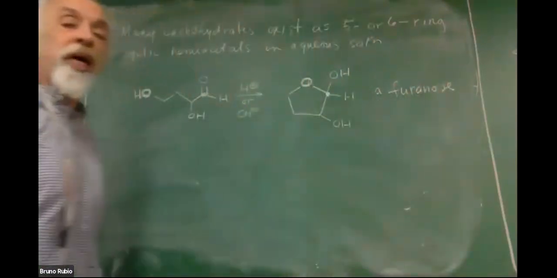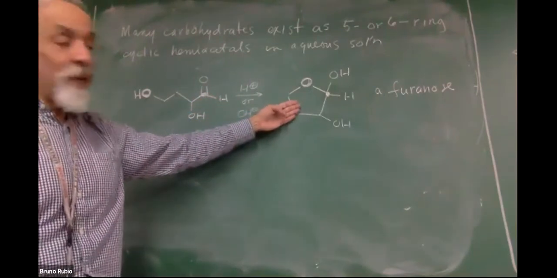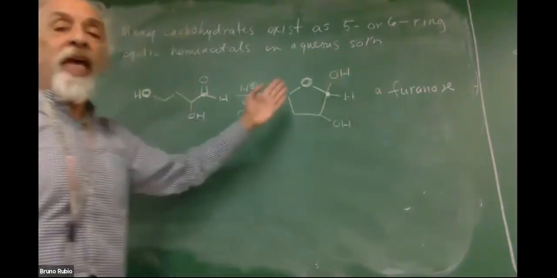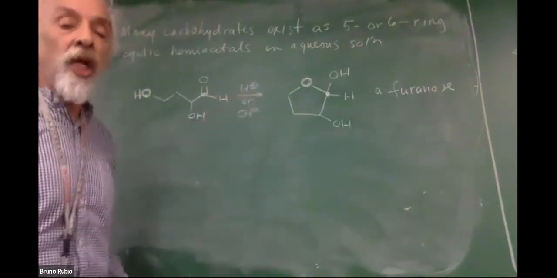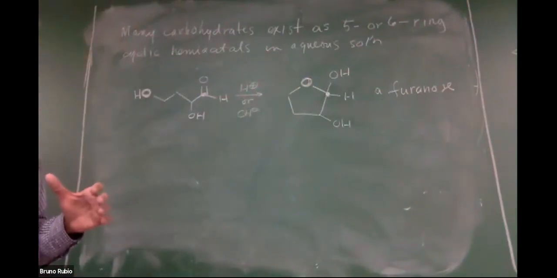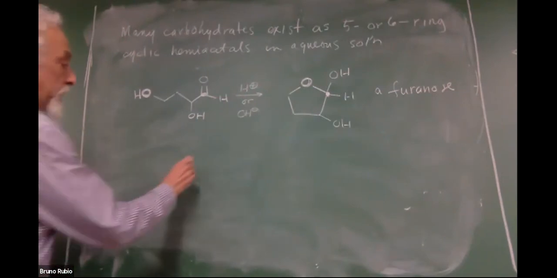So there's more sugar vocabulary for you. It's easy to memorize this because this is a 5-membered ring. 5 begins with an F. The 5-membered ring cyclic hemiacetal is called a furanose. Okay, but we can also form a 6-ring cyclic hemiacetal.